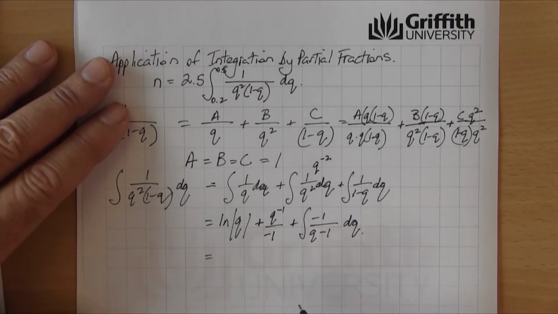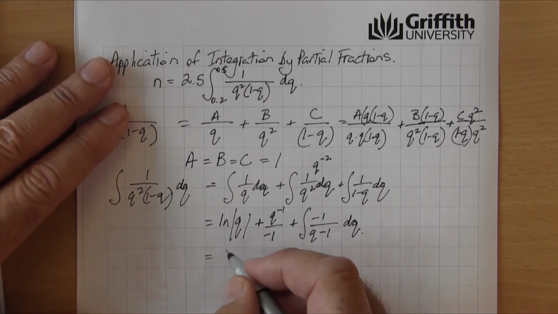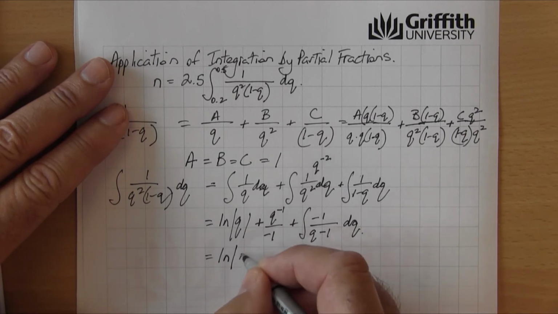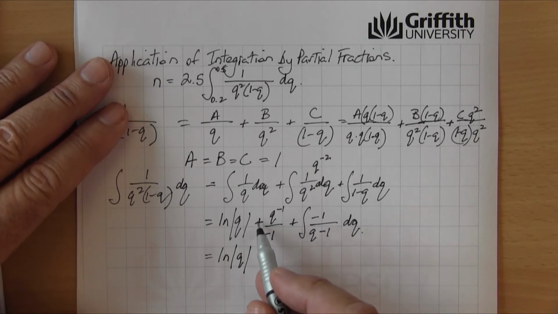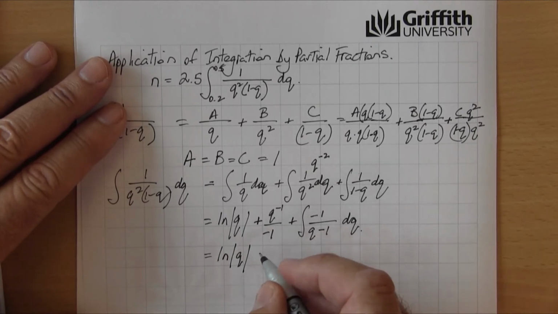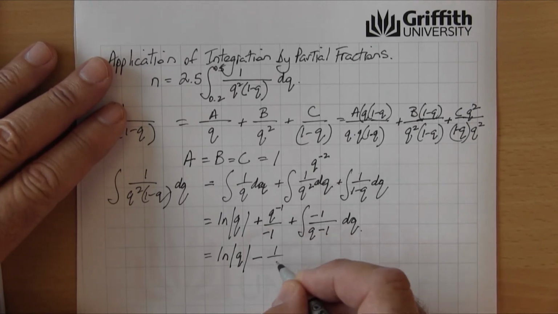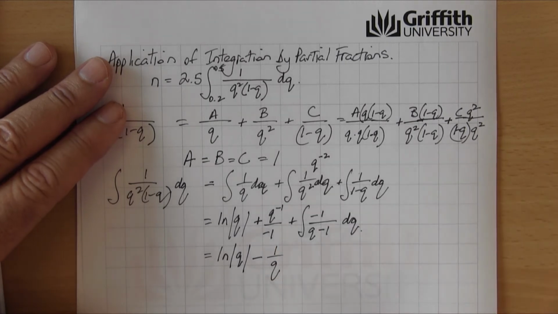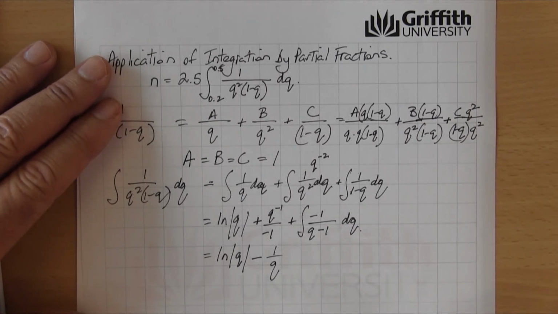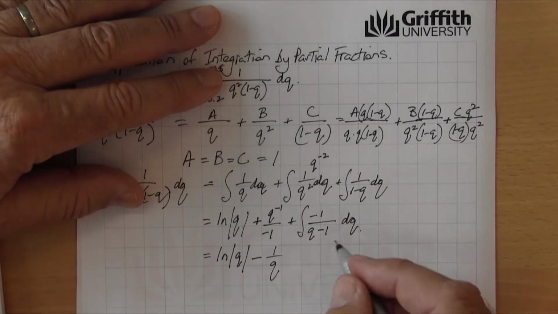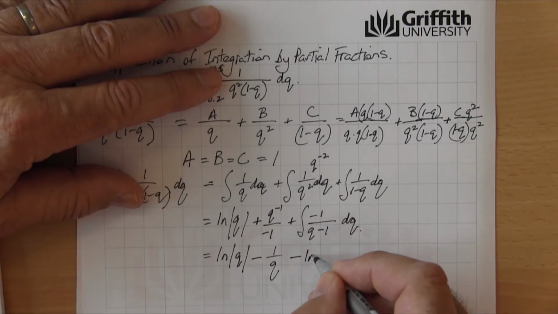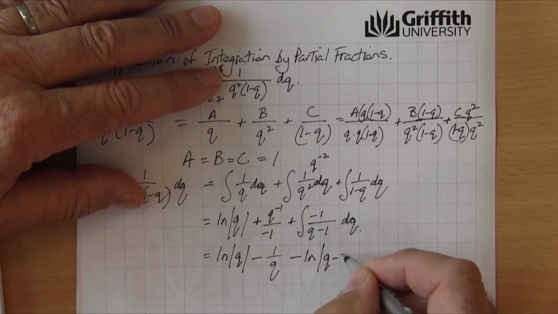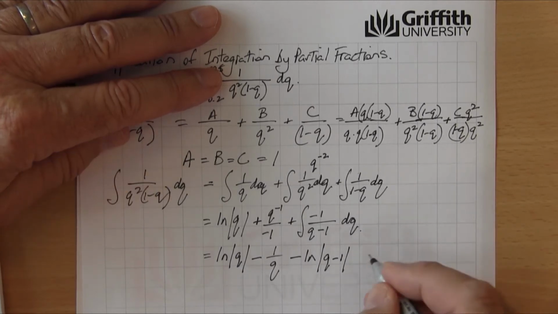And now we can pretty this up a little bit, and so that's ln of the absolute value of q. Now that -1 will make that plus into a negative 1 on q. Don't forget q to the minus 1 is 1 on q. The negative makes it into a positive there. And the negative can come out the front, minus ln q minus 1. Now there'll be a plus c here.